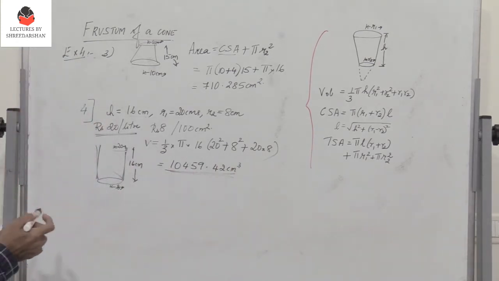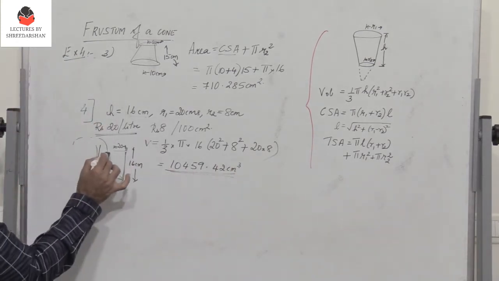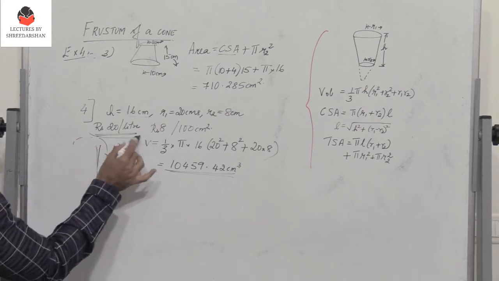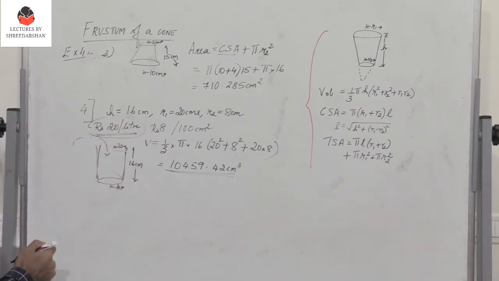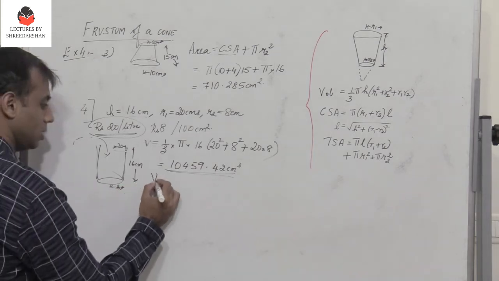So now this container is filled with milk. And what is the rate? The rate is 20 per liter. So what is the volume in liters?